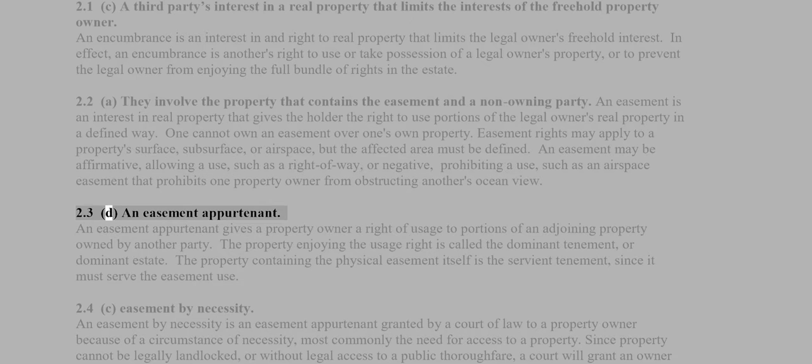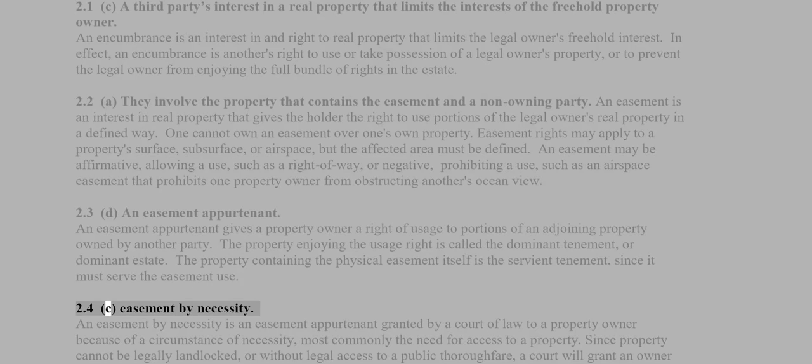2.3 d. An easement appurtenant. An easement appurtenant gives a property owner a right of usage to portions of an adjoining property owned by another party. The property enjoying the usage right is called the dominant tenement, or dominant estate. The property containing the physical easement itself is the servient tenement, since it must serve the easement use.